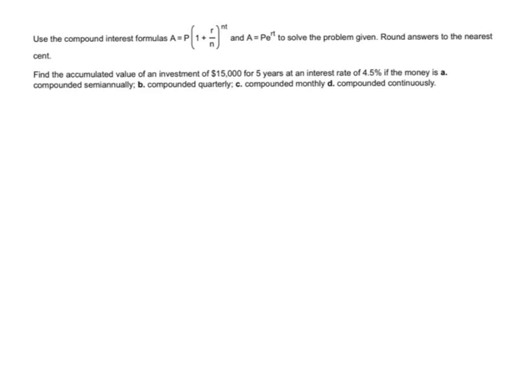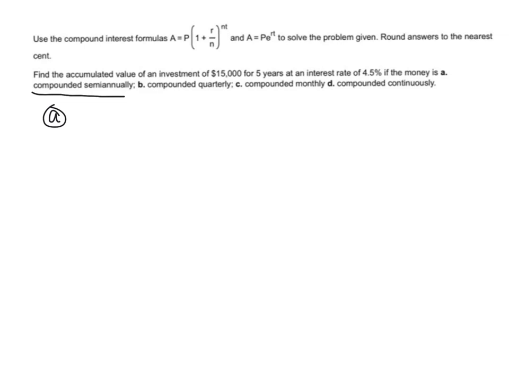money is A. Compounded semi-annually, B. Compounded quarterly, C. Compounded monthly, and D. Compounded continuously. First, we want to find the value when the account is compounded semi-annually.